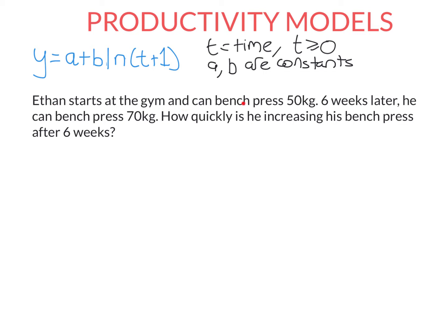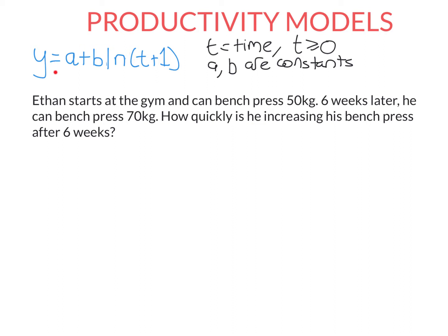Ethan starts at the gym and he bench presses 50 kilograms. 6 weeks later, he can bench press 70 kilograms. How quickly is he increasing his bench press after 6 weeks? So there's a lot in this question, so let's look at what's going on. So firstly, we want to model Ethan's progress with an equation.